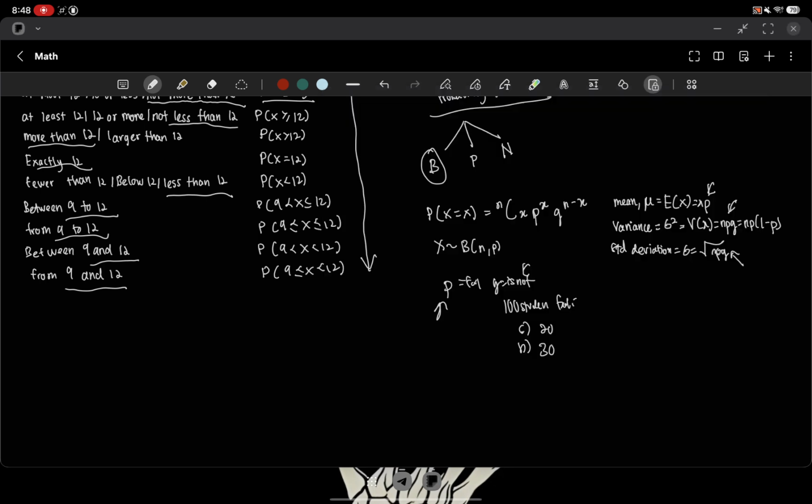Now back to our notes. So n is the total value from the question, x is the targeted value, p is the targeted probability, q is the failure, the untargeted probability. So this is the binomial distribution.